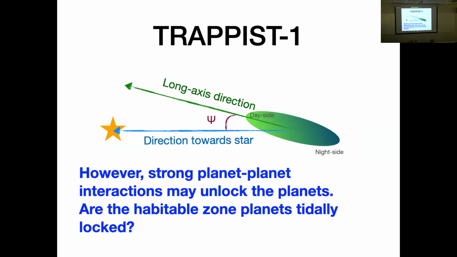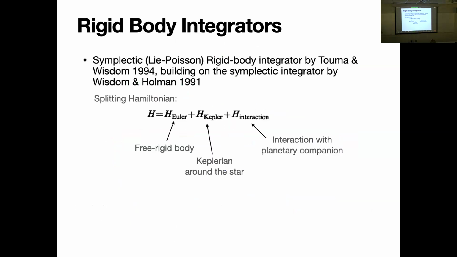Okay. So to investigate this, we developed a rigid body integrator. Back then, most of the integrators calculating the evolution of planets are from n-body simulations, assuming the planets are point masses. But here we need to include the spin variations for the planets in compact systems. So we developed a new symplectic integrator, treating the planets as rigid bodies from first principles. So this allows us to look at both the orbital variation, the planets' linear motion, together with the rotational motion of the planets. It's a lot like doing the classical mechanics classes here.